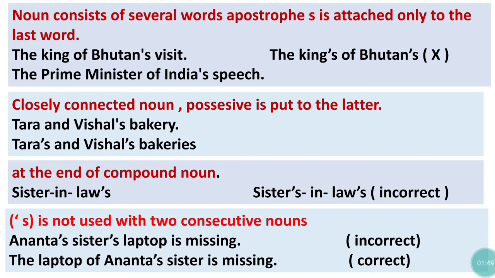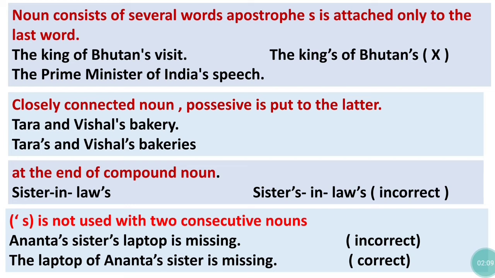Next, apostrophe s is not used with two consecutive nouns. For example, Ananta's sister's laptop is missing. We don't say Ananta's sister's laptop is missing. It is incorrect. The correct form is the laptop of Ananta's sister is missing. So Ananta has possession of her sister and the sister has possession of the laptop.